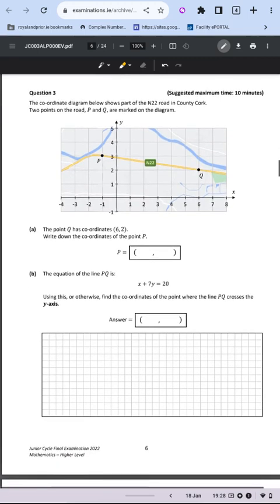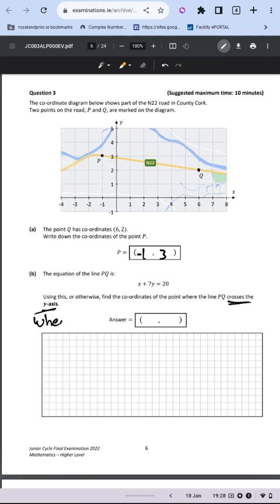Now I'll do number 3 here as well. The point is coordinate 6, 2. So there's Q, 6, 2. Write down the coordinates of P. P is -1 on the X, 3 on the Y. The equation of the line PQ is that. Using this or otherwise, find the coordinates where the line crosses the y-axis.